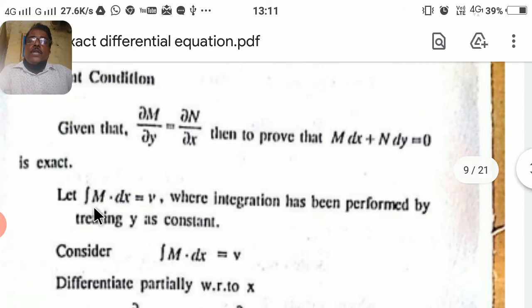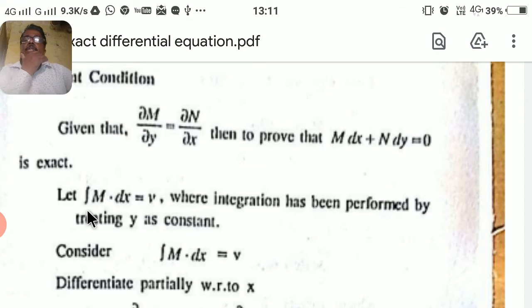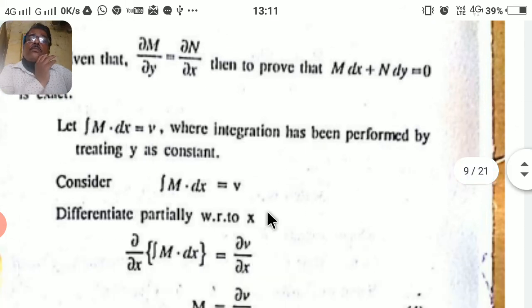Next. Now let the integration of m dx be v. Let us assume that the integration of m dx is equal to v. M is a function of x and y, right? So let us integrate m with respect to x, and whatever the term you get, let it be v. Okay. So therefore let the integration of m dx be v.